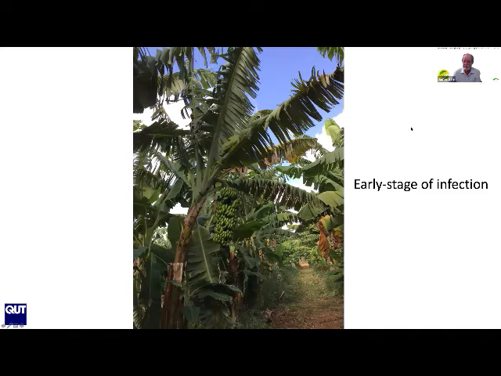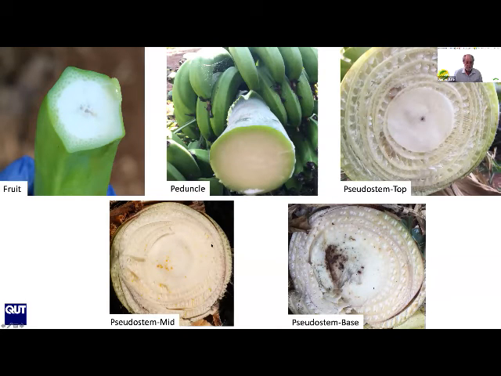To give you some idea around those PCR results, this is a very, very early stage. So you're just starting to see symptoms of TR4 coming up, just one leaf. And when you cut that open, if you cut it right at the base, you're starting to see that vascular discoloration. And you go up into the mid-pseudostem, and you're seeing a little bit more vascular discoloration. At the top, tiny bit, not very much at all. Nothing in the peduncle, and of course, nothing in the fruit.